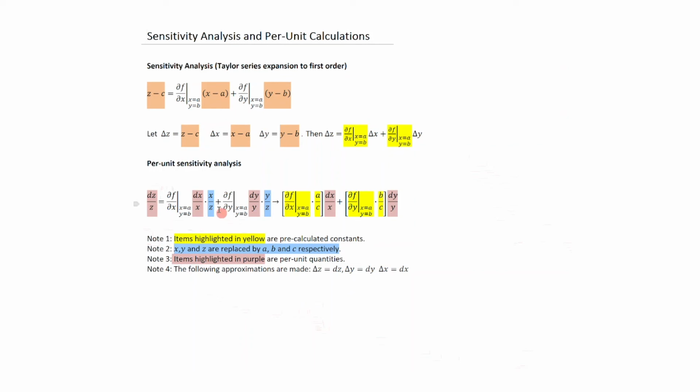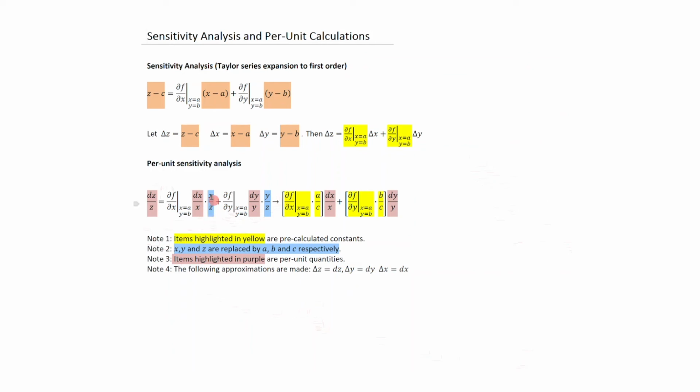Well, a little trick. You take dx, divide by x, and multiply by x. Now this is in per unit form. For dy, you divide by y and multiply by y. It's still dy, but now this is in per unit form. The x and z here basically are the values that you choose as your base values. We were basically given an operating point, and that operating point would be at a, b, c. X was a, y was b, and z was c.